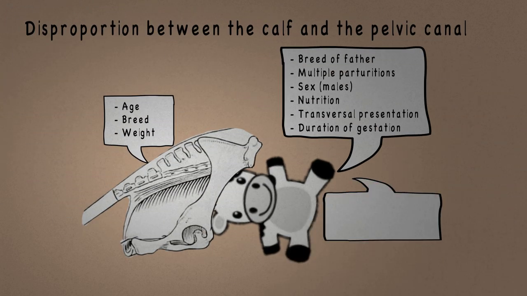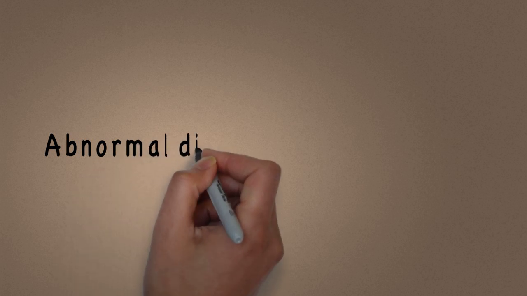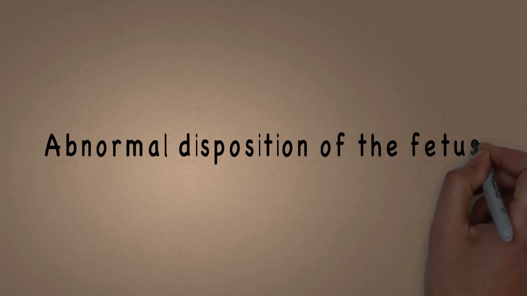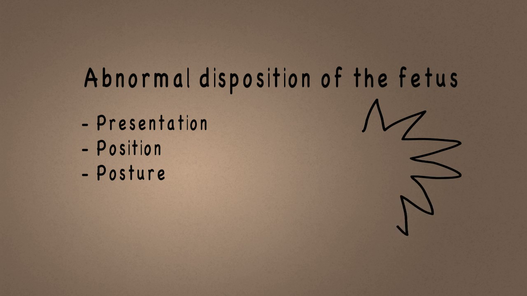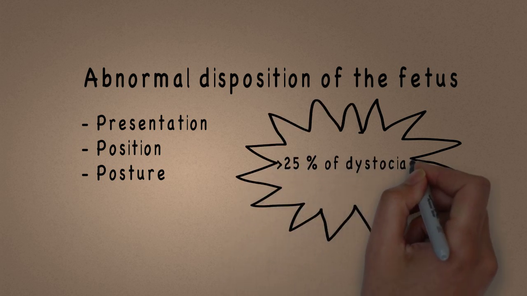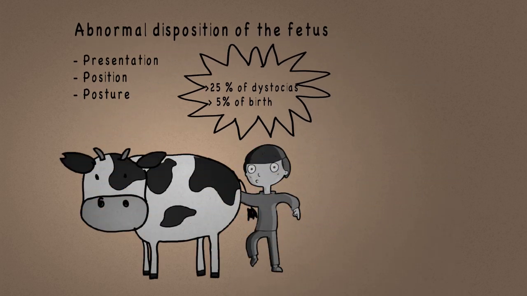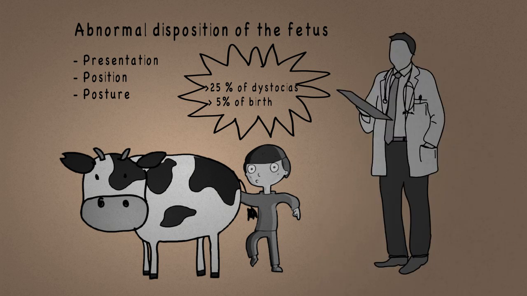Another cause of disproportion between the size of the calf and the pelvic canal can be congenital disorders or twin birth. The second category of cause of dystocias due to calves is wrong disposition of the fetus in the pelvic canal. Its presentation, position, or posture is not physiological. This cause of dystocias occurs in more than 25% of dystocias and in more than 5% of births. It can be diagnosed by vaginal palpation in case the parturition phases do not evolve, and it requires vet intervention.